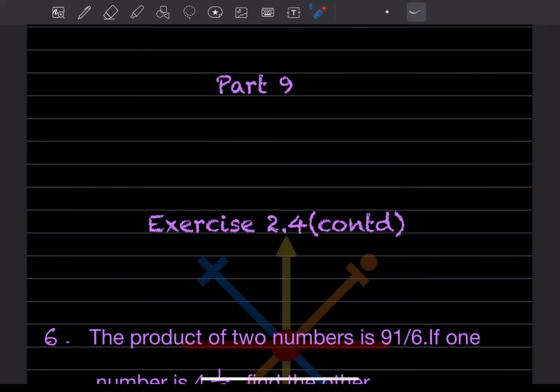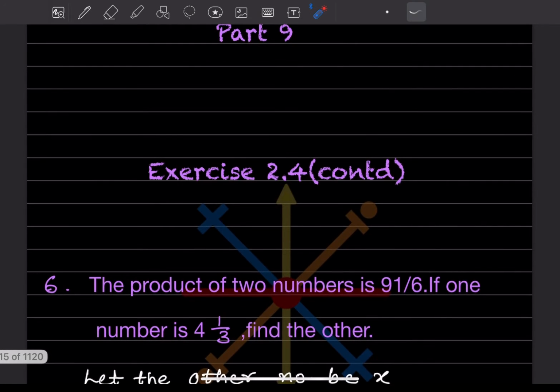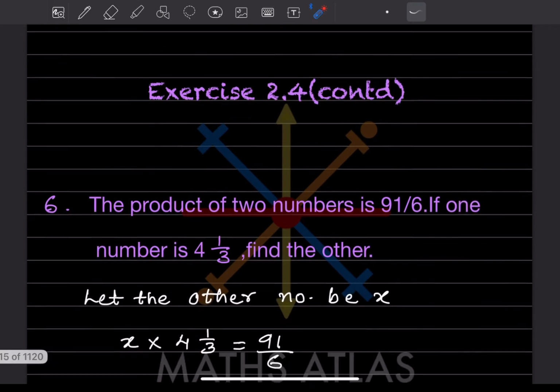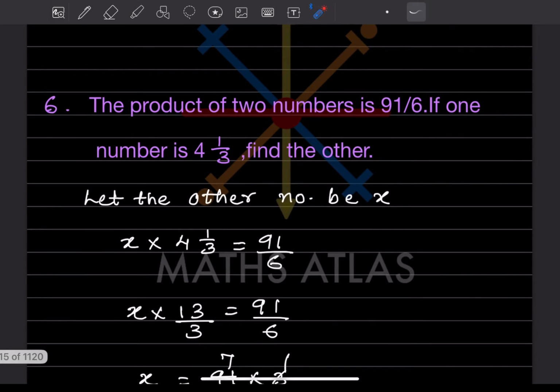So here we'll see part 9. Because this exercise was a bigger one, I have divided it into 2. So we'll continue with the same, that is exercise 2.4. We'll start with question number 6. The product of two numbers is 91 by 6. If one number is 4 integer 1 by 3, you have to find the other.